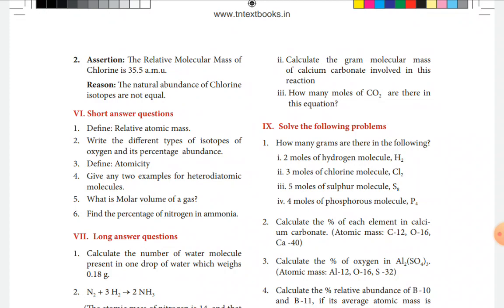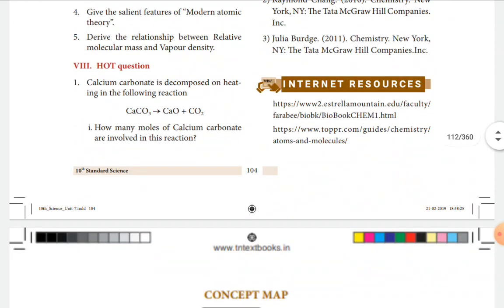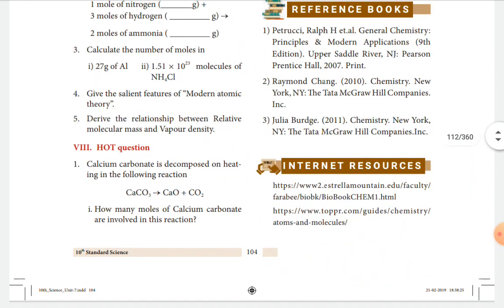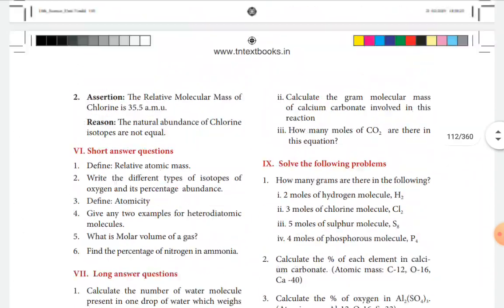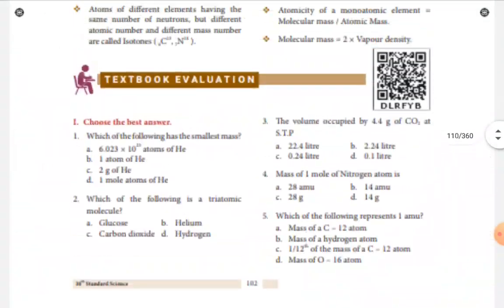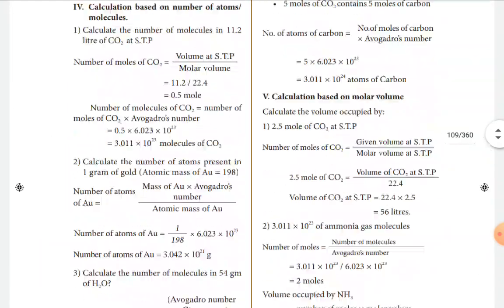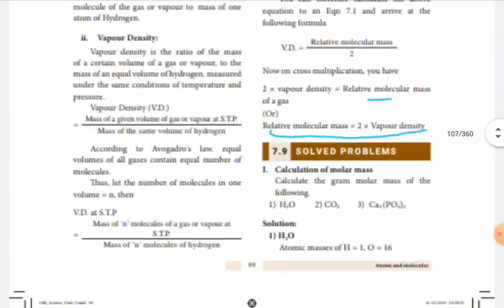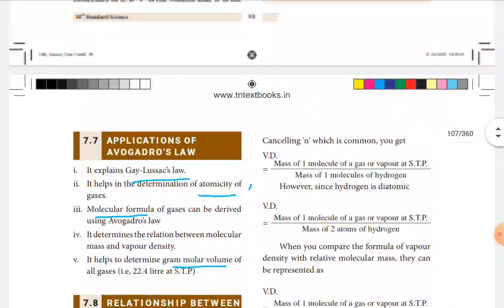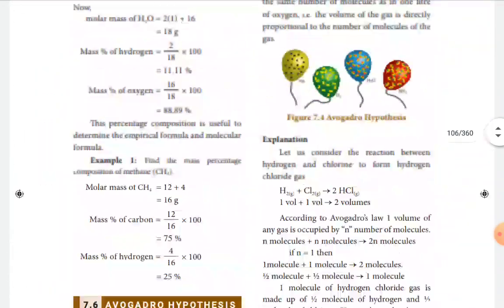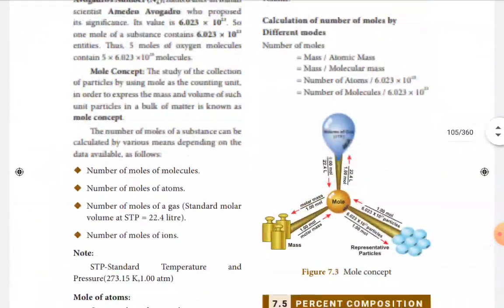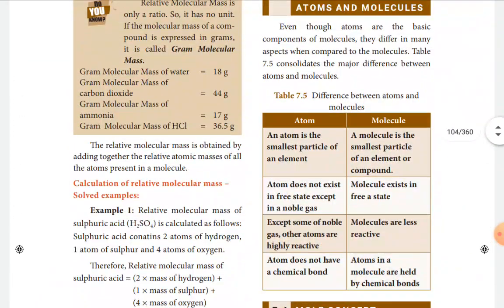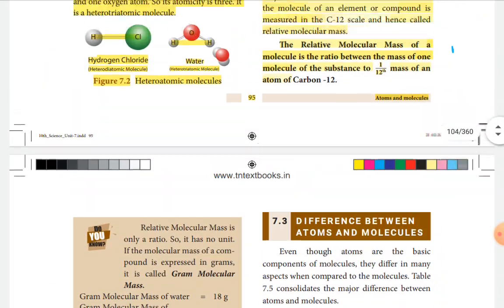Then also you revise the detailed answers. Give the salient features of modern atomic theory. This is a normally important question. Salient features of modern atomic theory are given in the beginning of the lesson. There are 6 or 7 points.